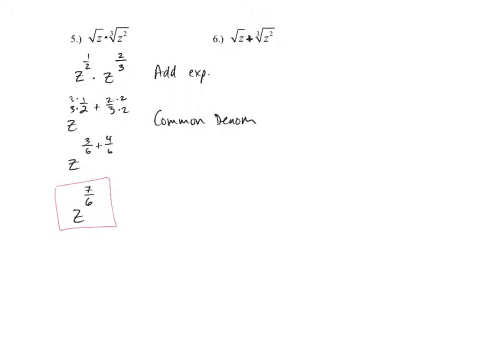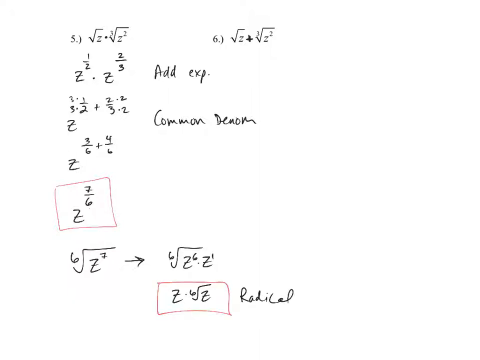And now if we're being asked to write that in radical form, then it would be the 6th root of z to the 7th. Numerator is power, denominator is root, and then this can simplify a little bit. 6th root of z to the 6th times z to the 1, and so then that would just simplify down to z times 6th root of z. So it depends what our instructions are. This would be in radical form. But sometimes you're just being asked to leave it with positive rational exponents, and that would be positive rational exponents.